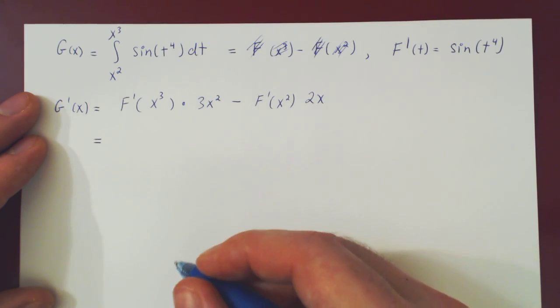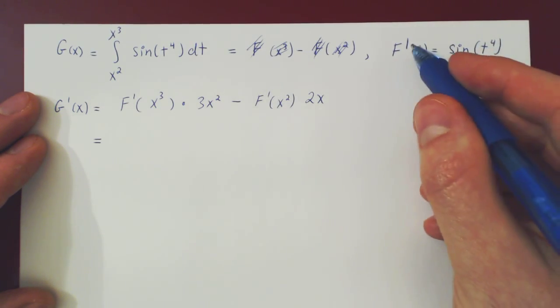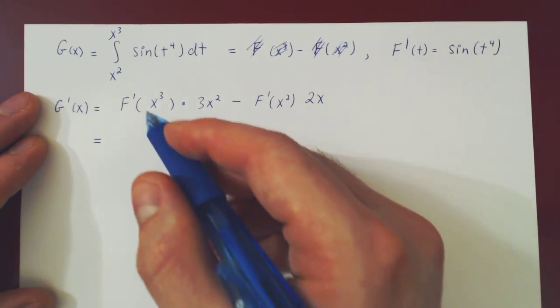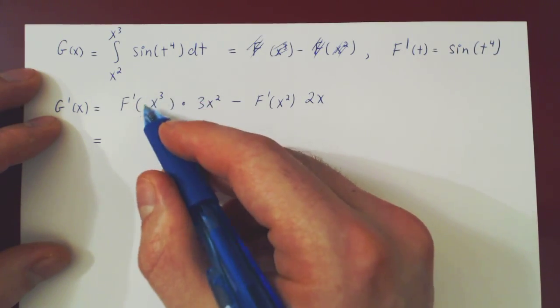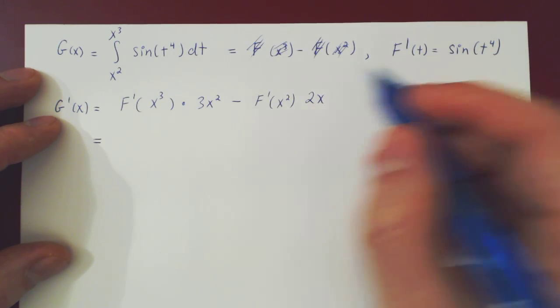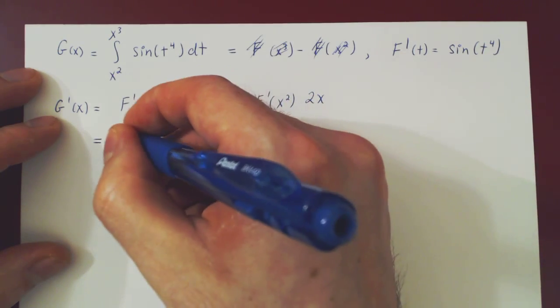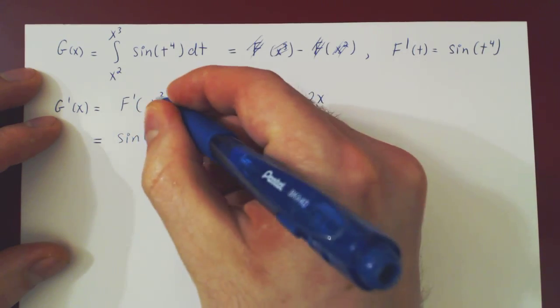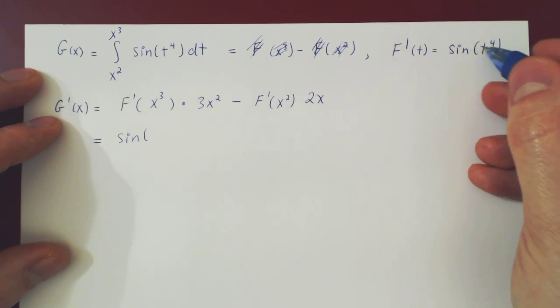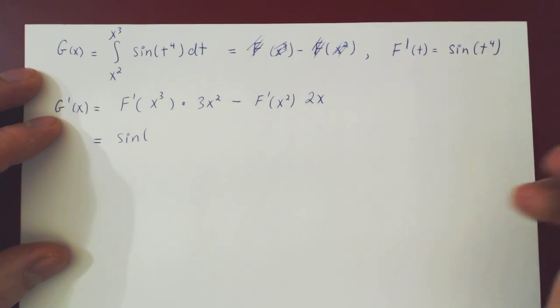Two substitutions. F prime of t is sine of t to the 4 for any t. Well, here we have a simple substitution. We have f prime of x cubed, not f prime of t, so replace t everywhere by x cubed, which will give you sine of x cubed to the 4th power. But if you take x cubed to the 4, it's x to the 3 times 4, which is 12.